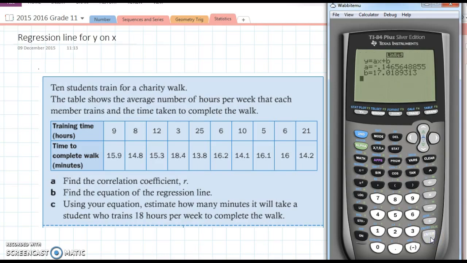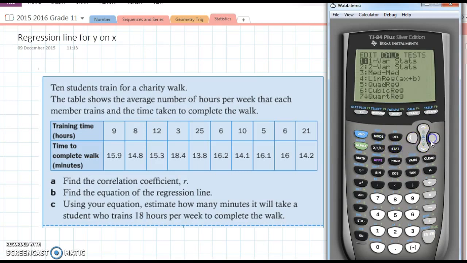and I don't get an r value. The reason I don't get an r value is that if I go to my mode, you can see I'm in radian, which means my calculator had been reset at some point. It needs to be in degree for math studies. And I need to turn diagnostics on. Diagnostics must be on in order to calculate r.